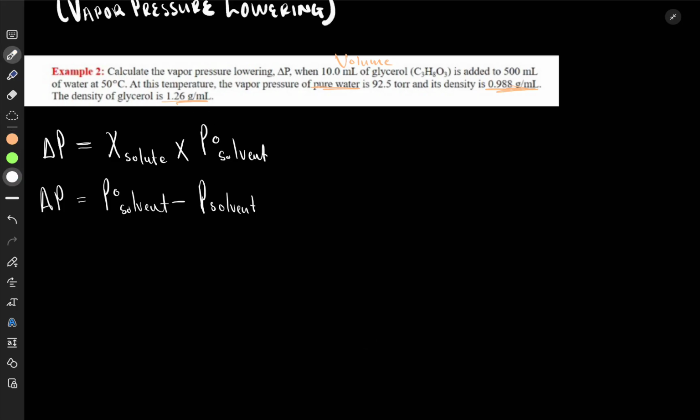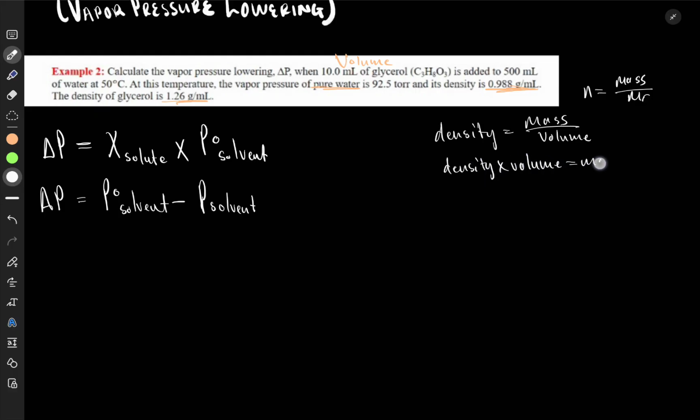What formula do I know that it's this? Density is equal to mass over volume. I want the mass because I know that number of moles is equal to mass over molecular mass. So I want the mass. So I'm going to take volume to the other side. I'll say density times volume. Okay. Density times volume is equal to the mass.